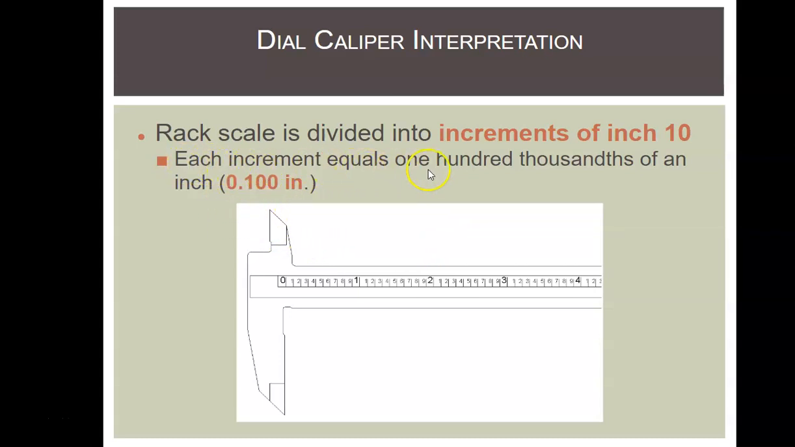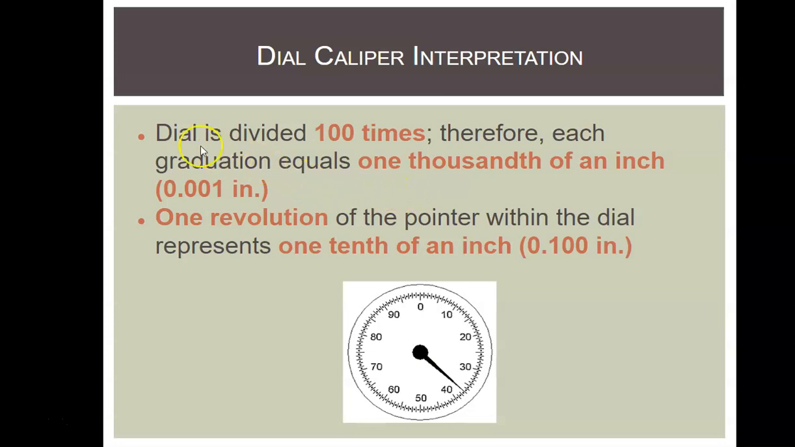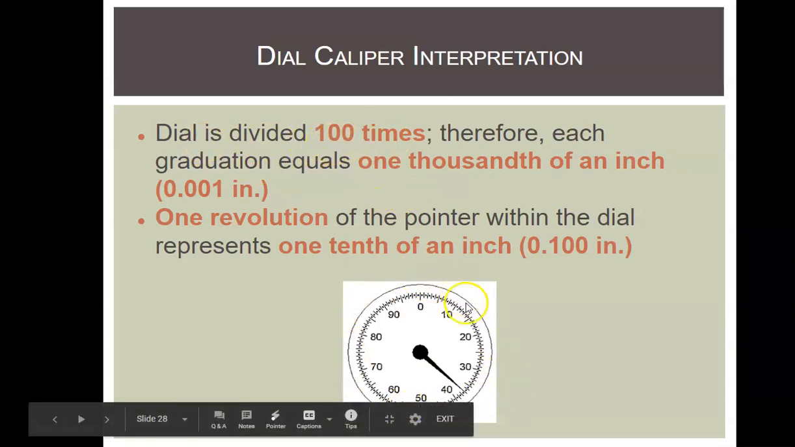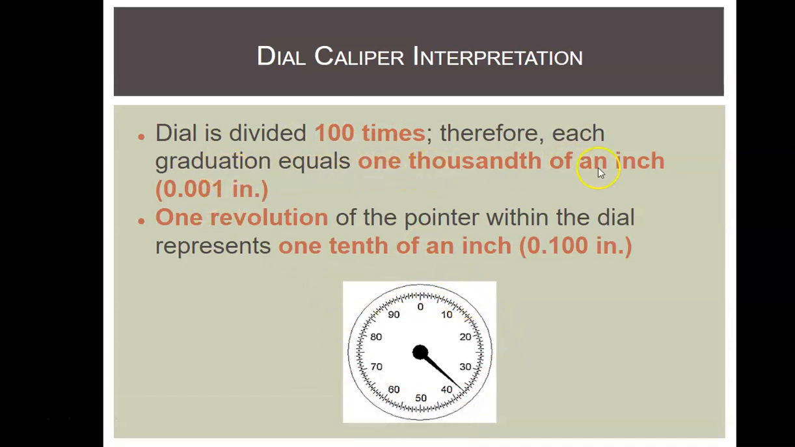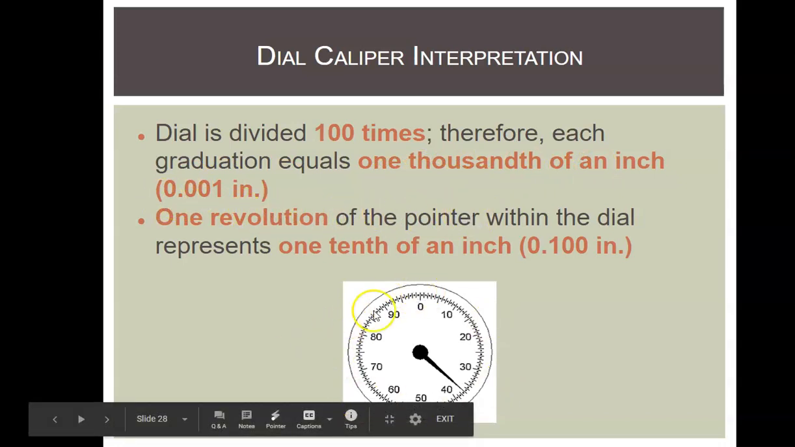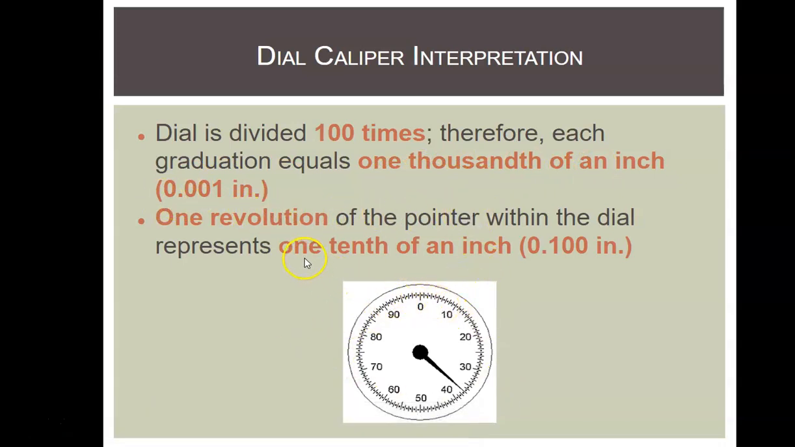So each increment equals 1/10 of an inch. Okay, so the dial is divided up 100 times, as you can see. Therefore, the graduation equals 1/1000th of an inch. So 1 revolution of the pointer, meaning it goes all the way around, within the dial represents 1/10 of an inch.